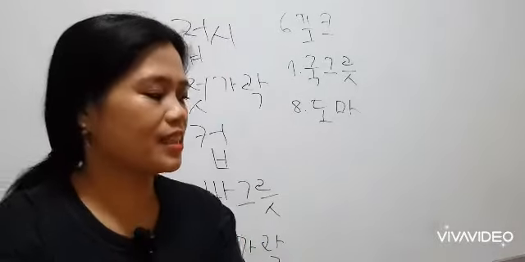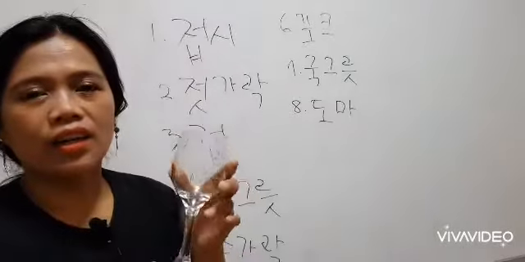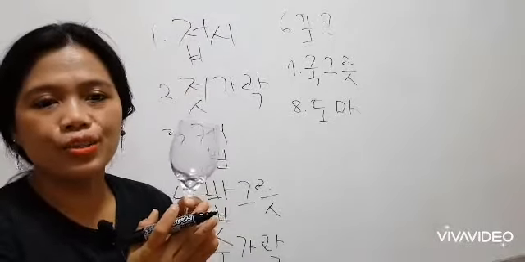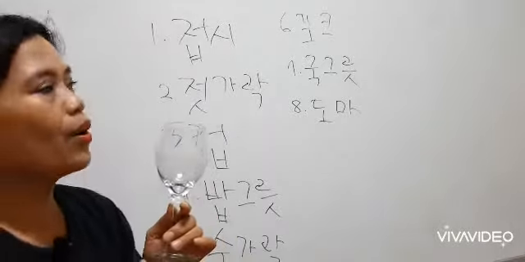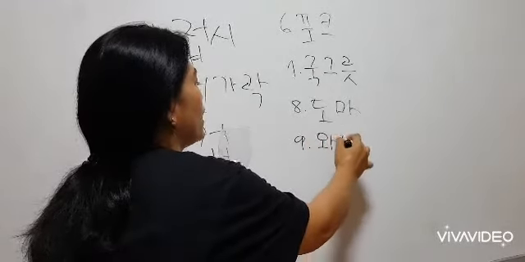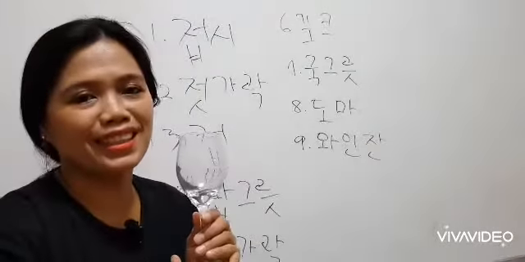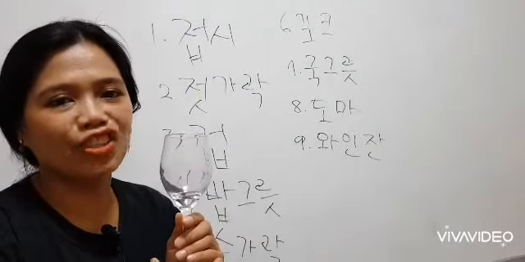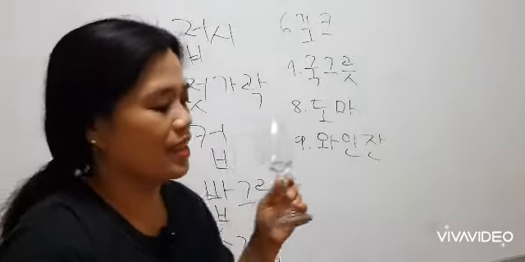Okay, next, we have this one. This one is also an English word: wine glass. We call this one wine jan. Jan means used for drinking. So this one is wine jan. Okay, wine glass, wine jan.